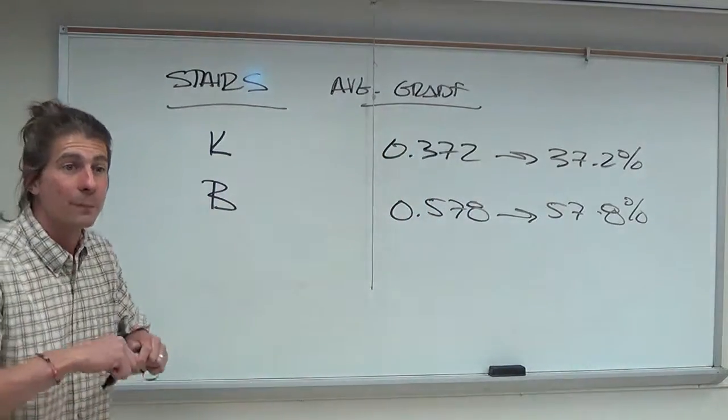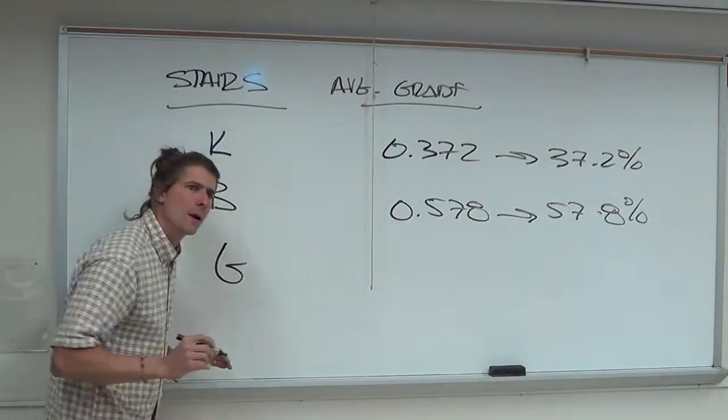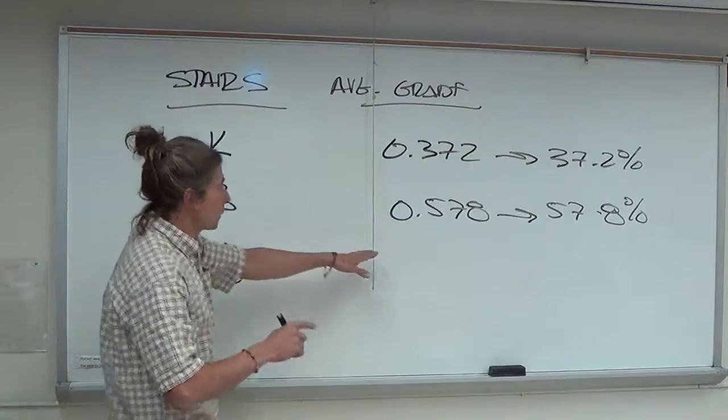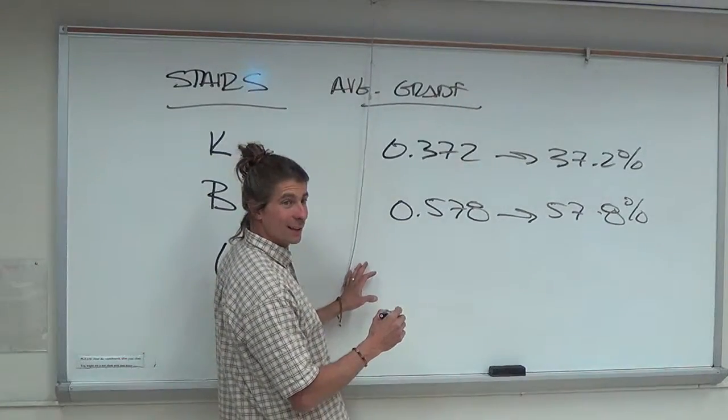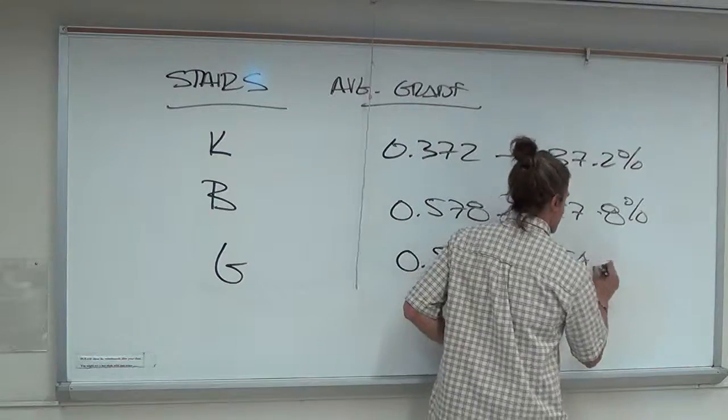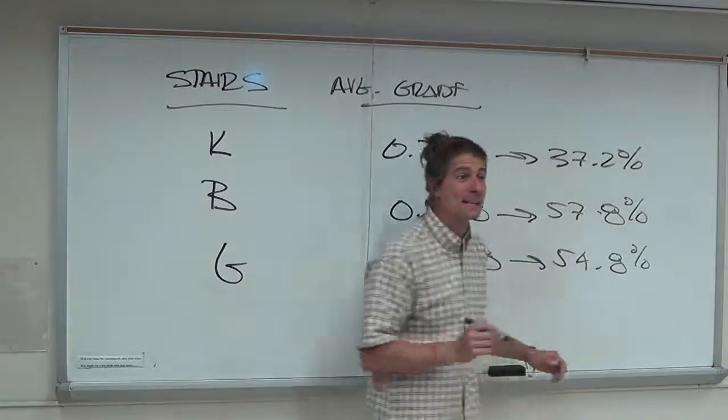Kelly, what do you guys got? G. Stairs G, where were they? Just right before Ochoco. Awesome. What was your average grade? 54.8%. Another very, very steep set of stairs.